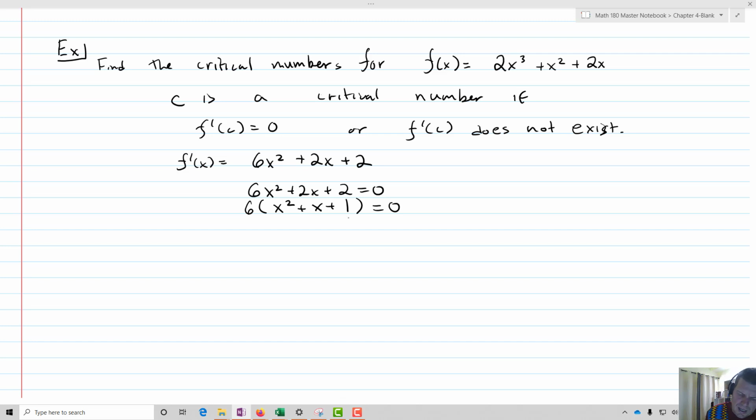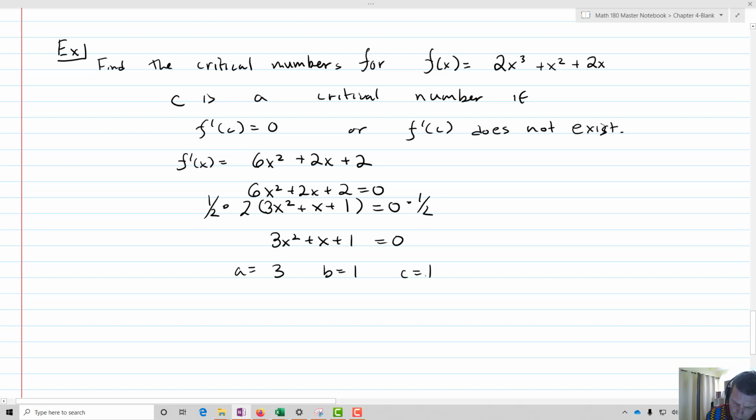If I factor out a 2, that gives me, excuse me, 3x squared plus x plus 1 is equal to 0. We divide by 2, or multiply by 1/2 on both sides. Now that doesn't look factorable, but we could probably use the quadratic equation. So I'll get a equal to 3, b equal to 1, and c equal to 1.